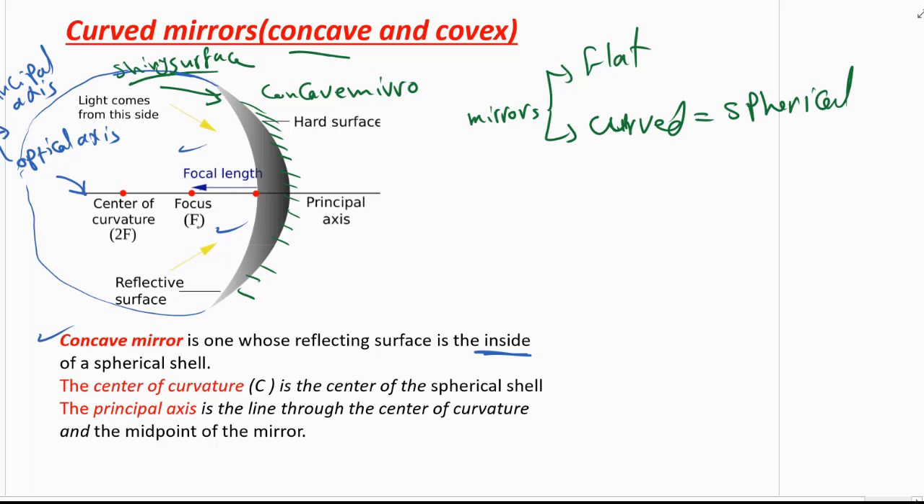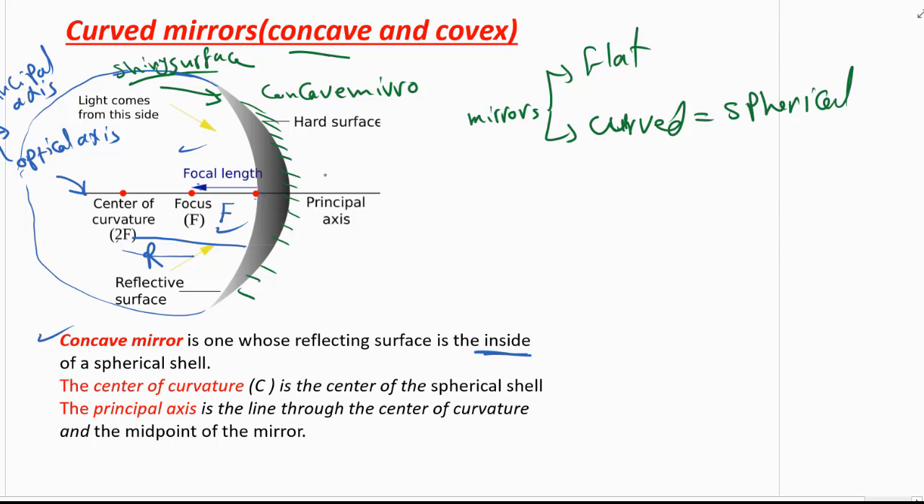If this is f, this distance from the mirror to the focal point is called the focal length. It's actually midway between the center of curvature and the mirror. So if this distance is f, the center of curvature is the radius. If I take this distance, it is called r, the radius, which is 2f.